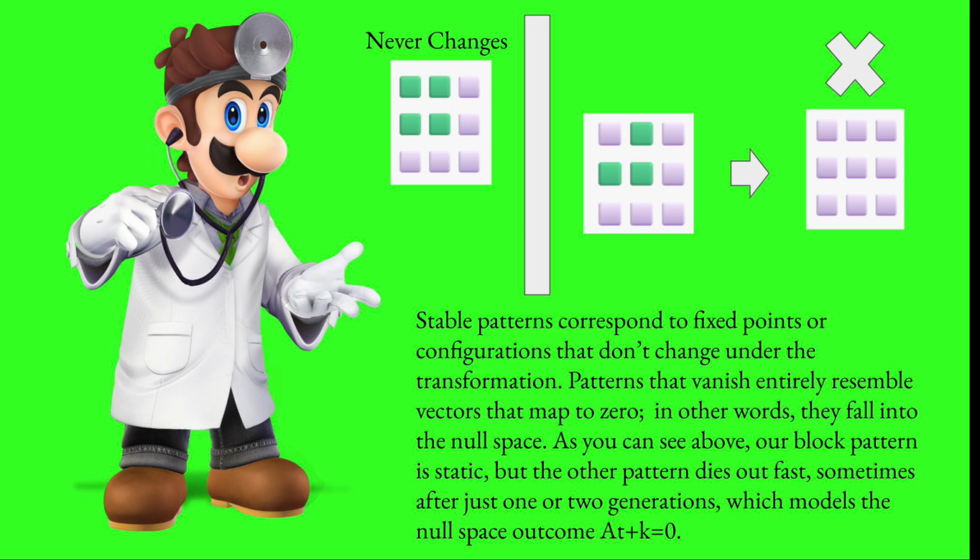Stable patterns correspond to fixed points, configurations that don't change under the transformation. Patterns that vanish entirely resemble vectors that map to 0. In other words, they fall into the null space. As you can see above, our block pattern is static, but the other pattern dies out fast, sometimes after just 1 or 2 generations, which models the null space outcome: A of t plus k equals 0.